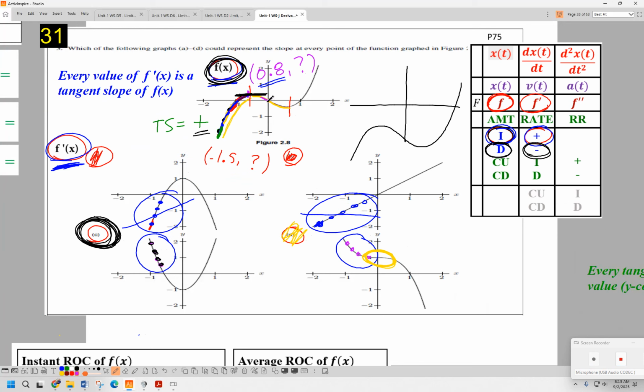So all along there, the slope is decreasing. Danica's chart summarizes that. Danica's chart says, if you have a graph of f, and that graph has a concave down shape, then you'll notice that the values of f prime, the slopes, have to decrease.